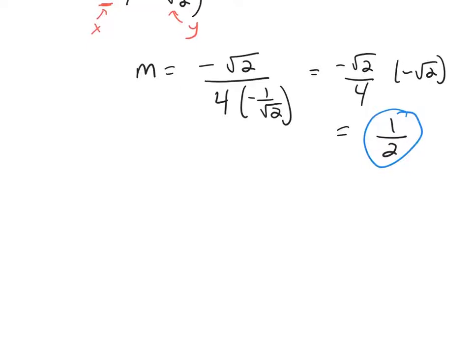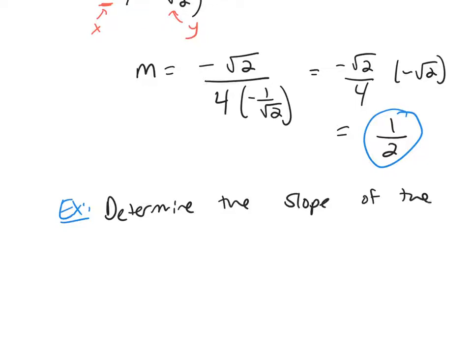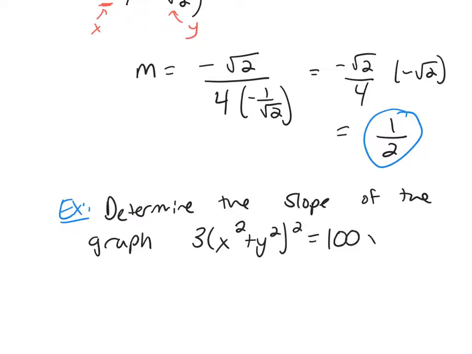All right, let's look at one more. The following example. Determine the slope of the graph 3x squared plus y squared, squared, equals 100 times xy at the point 3, 1.